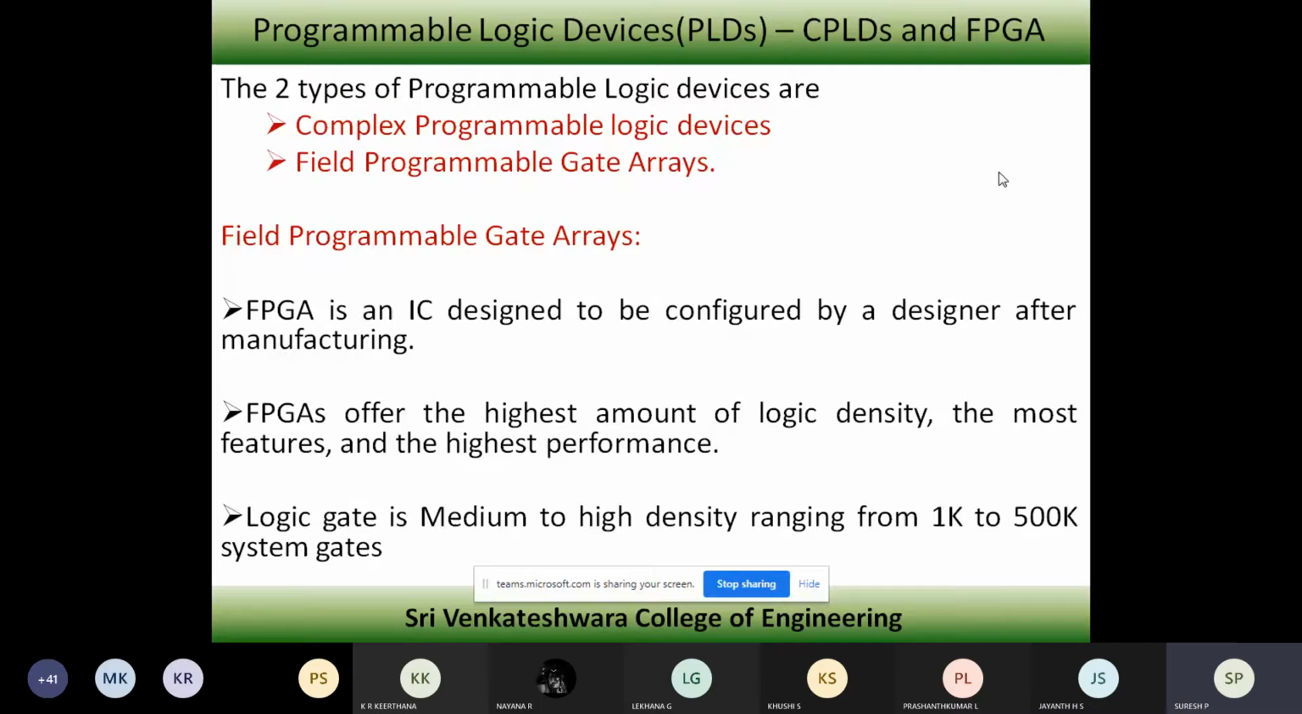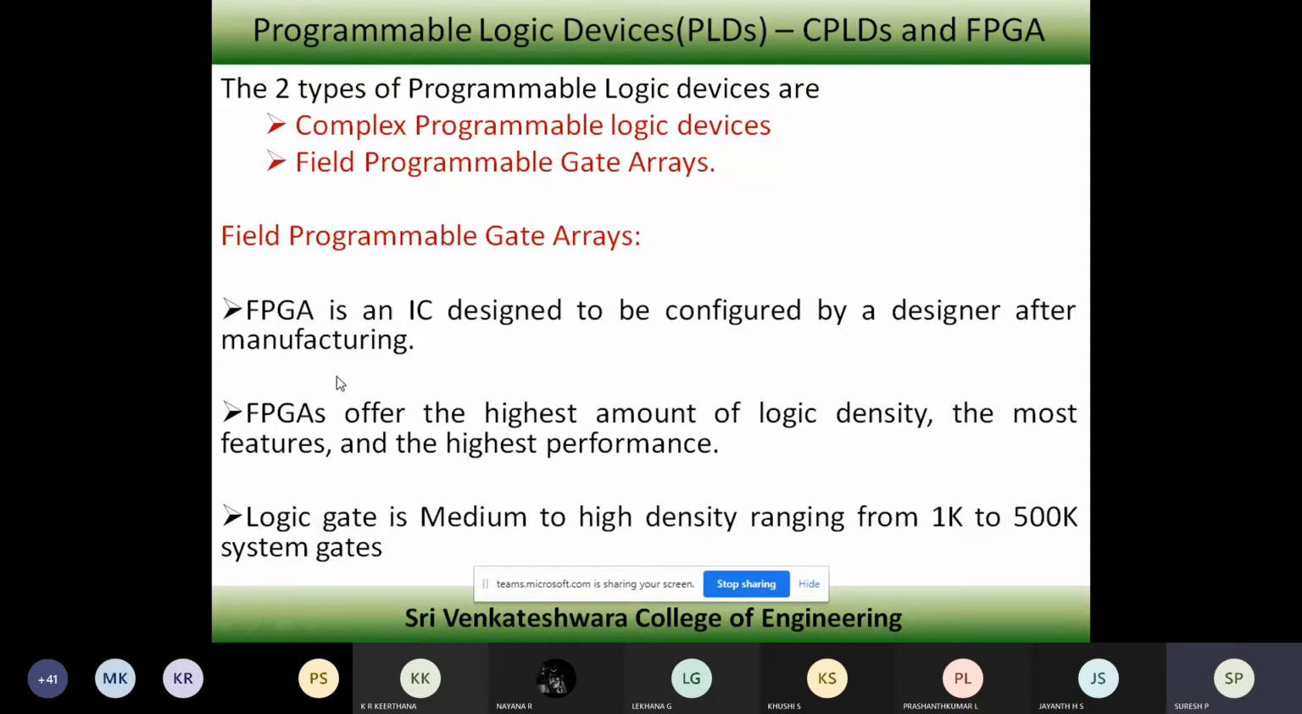How we are going to program it, reconfigure it, or reprogram it depends upon the two types of programmable logic devices. Those two types are complex programmable logic devices and field programmable gate arrays. If you start discussing field programmable gate arrays, it is an IC. Your FPGA is an IC. So what is it going to have?